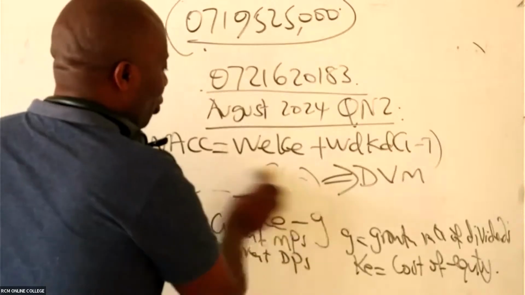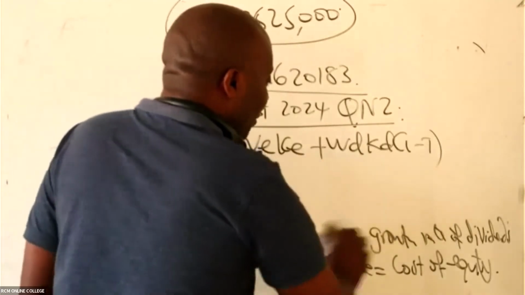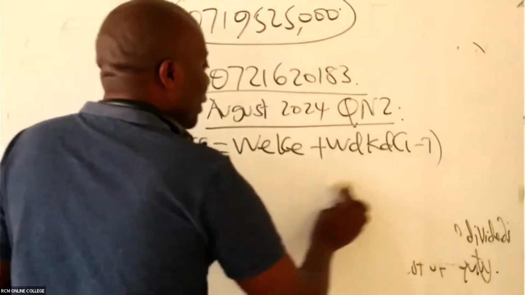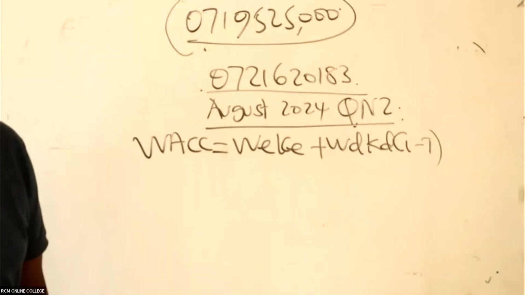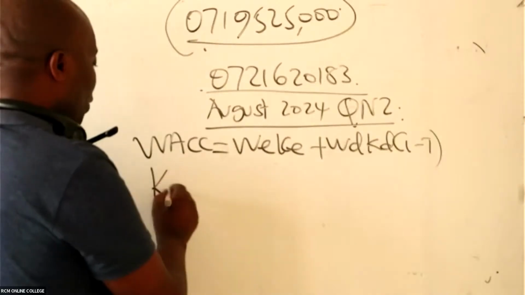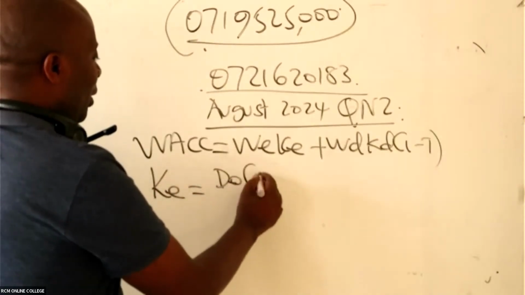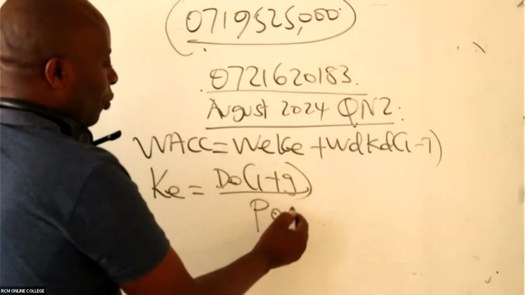Although this is not the formula they wanted us to use, you can remember this, and you remember very well that what they want us to provide here is the cost of equity. So then how do we get this cost of equity? Cost of equity will be D0 into 1 plus g, all over P0.